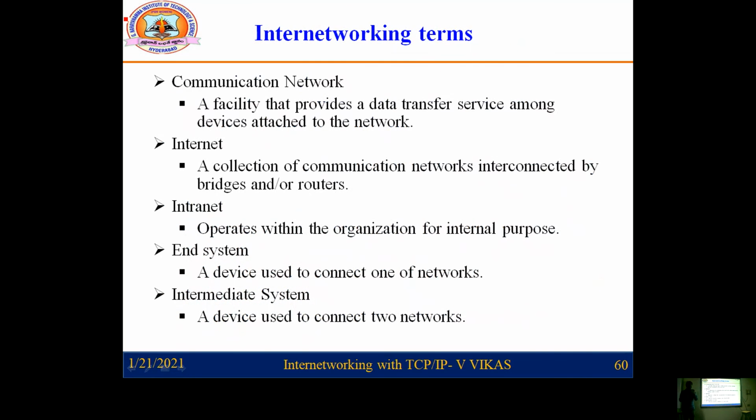When I consider internetworking terms, we have many things, like the first one, communication network. What does it mean? Communication network means we are establishing a network to connect different devices so that we will be able to exchange some kind of information. And the internet is a collection of different smaller networks, maybe using bridges or routers. For what purpose are we interconnecting them? To have some kind of communication. That we can consider as the internet.